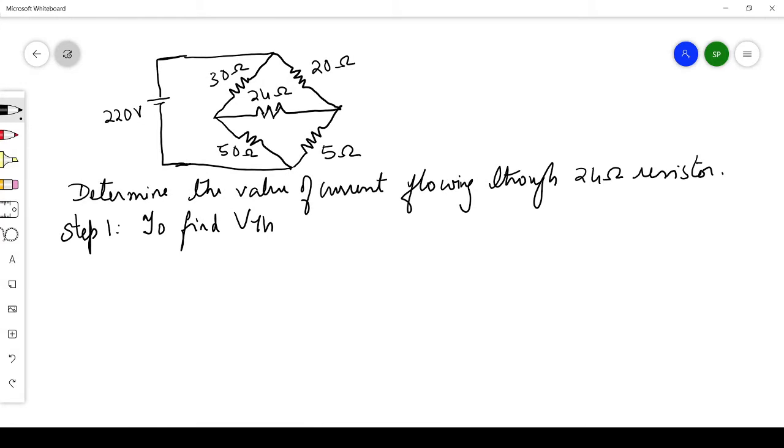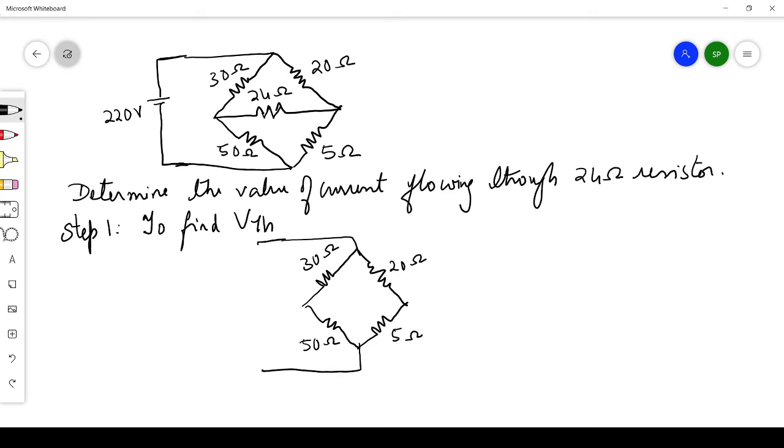Now for finding VTH, we have to remove this load resistance. Load resistance is nothing but that 24 ohm given in the question. So here I'll be redrawing the diagram without that 24 ohm. This is 30 ohm. Here it is 20 ohm. This is 50 and this is 5 ohm. And here we have the battery, 220 volt. 220 volt is given.